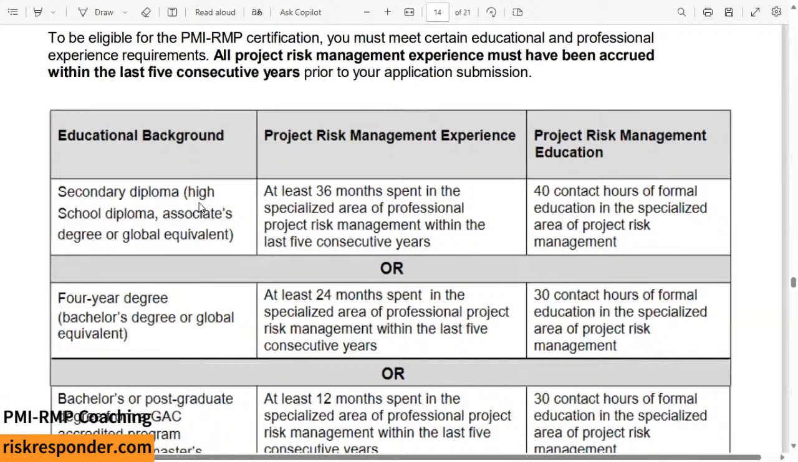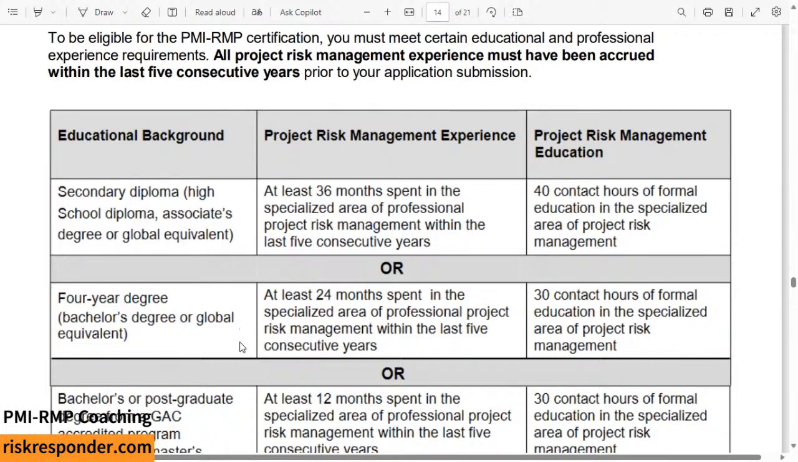If you have a high school diploma or associate's degree, then you need 36 months spent in the specialized area of professional project risk management within the last 5 consecutive years. On top of that, you need 40 hours of formal education in the specialized area of project risk management.